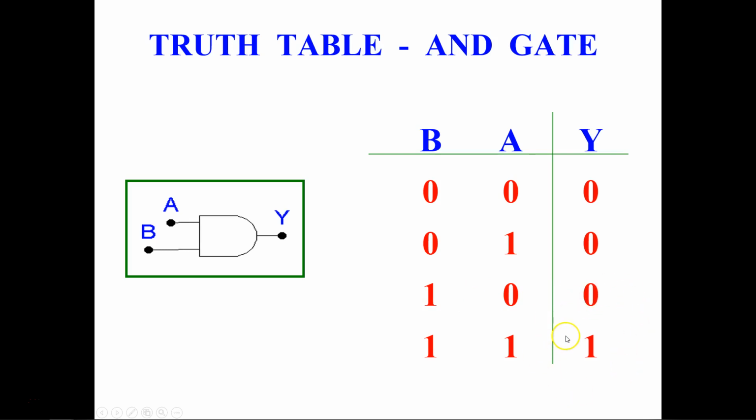The output will be high only if both the inputs are high, which means when you're providing 1 1 to A and B, then only your output is going to be 1. So you can also say that all inputs high make output high, and if any one of the inputs is low, the output will be low.